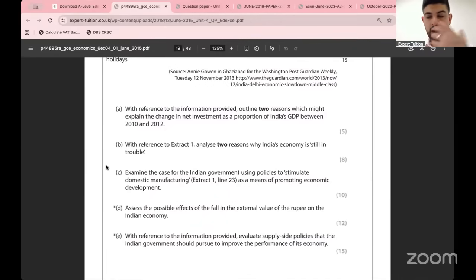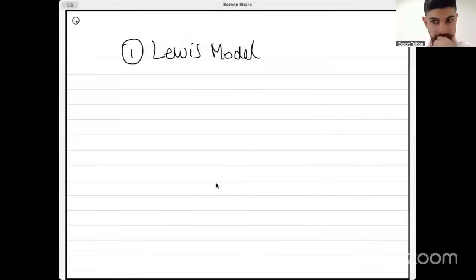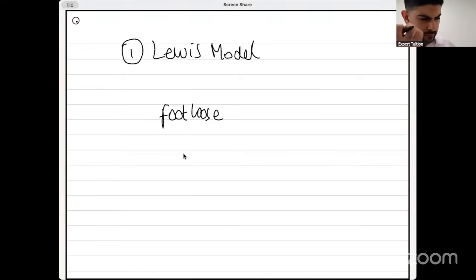Let's evaluate it. The evaluation is one of, well, several things. You could talk about any bad things about TNCs. That would also always work. But one of the bad things about TNCs, especially in the manufacturing sector, is that they tend to be footloose. This is one of the things that's on the mark scheme for June 2015. I like this. Yeah. What does that mean?